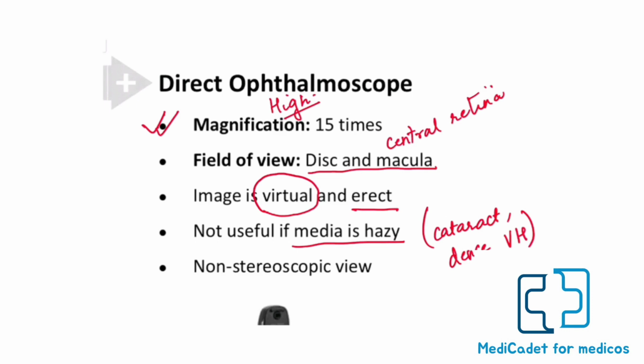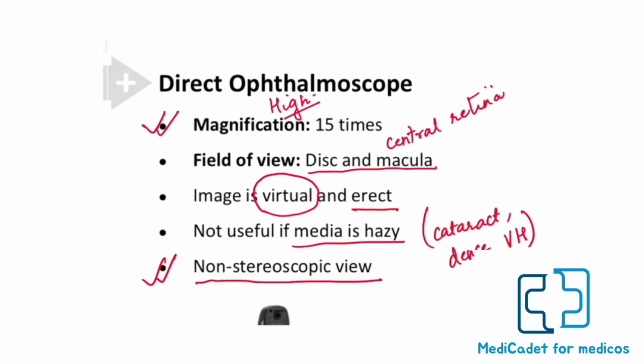Another disadvantage: because the examiner is using only one eye, the perception of depth is not very good with this instrument. So that is called a non-stereoscopic view. The depth perception that you get is not very good because, as an examiner, you are using only one eye. Right? So these are the features of DO. Every one you have to memorize.